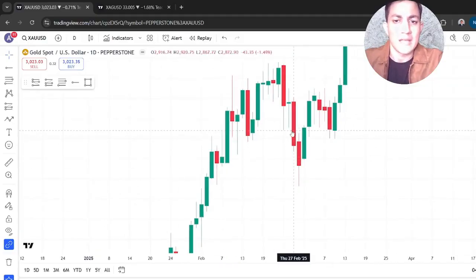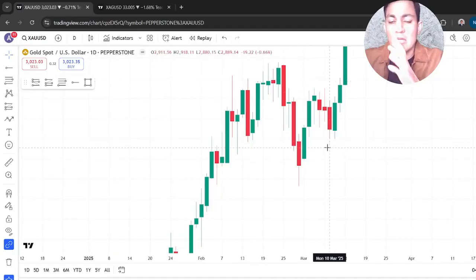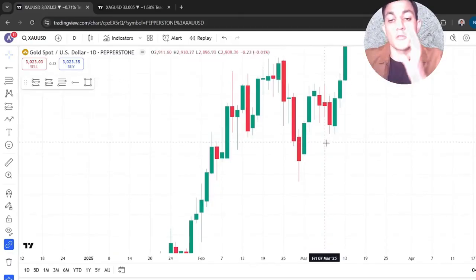And I'm not getting confused by any sort of bearish fair value gap here, any bearish order block. I'm not trying to short on the lower time frames. I'm just following the overall direction.